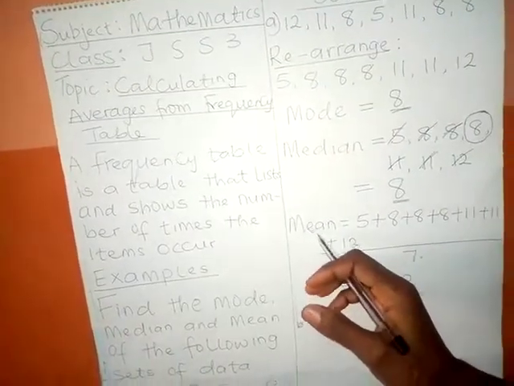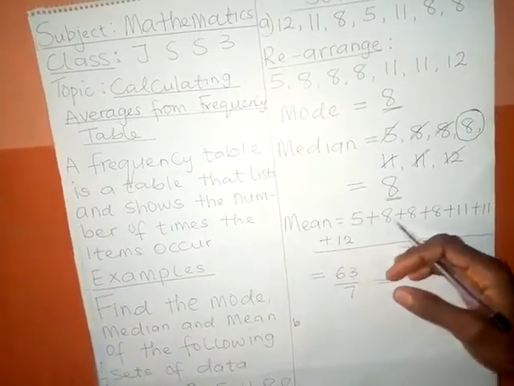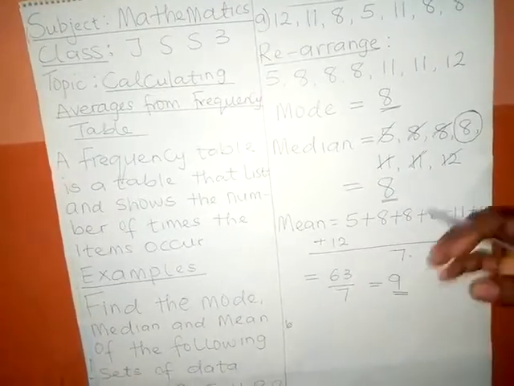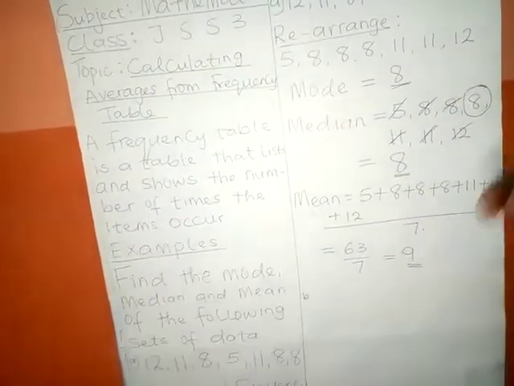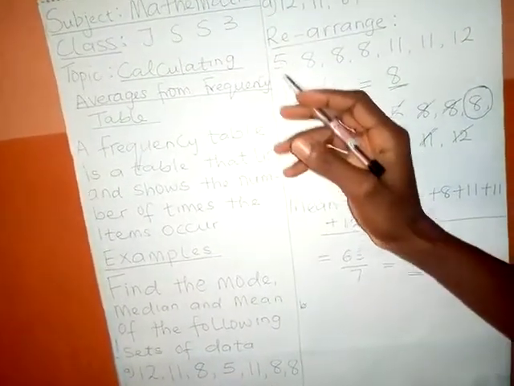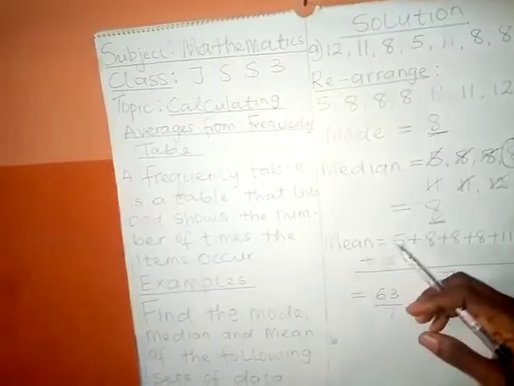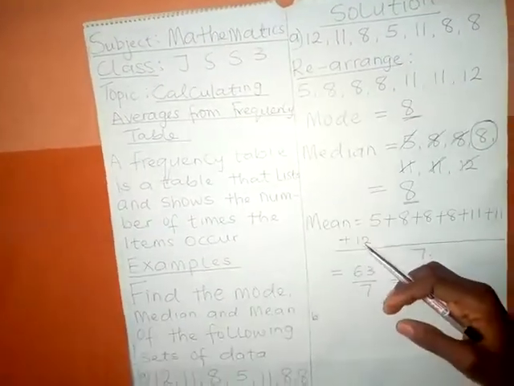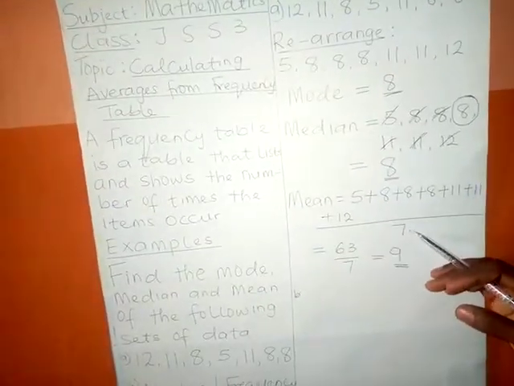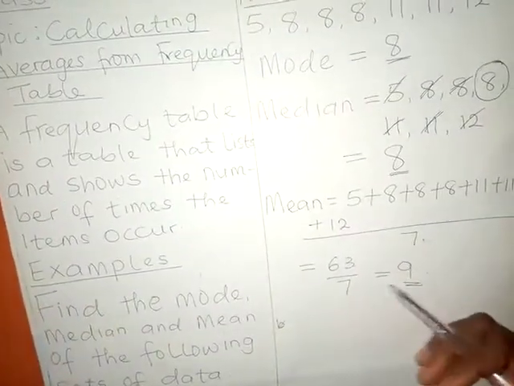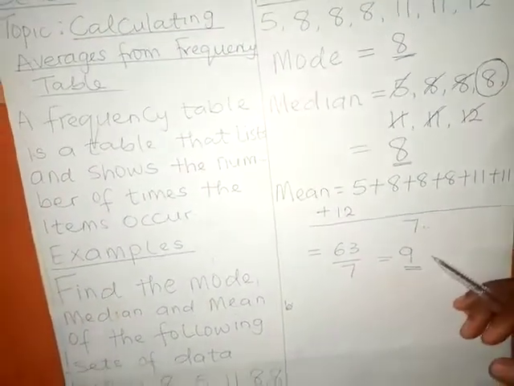Now, our mean. The mean is you sum up all the data that are given and you divide them by the number of the data that are given. How many are the data given? 1, 2, 3, 4, 5, 6, 7. So when you sum all the numbers together, we now divide by 7. So the sum of this will give us 63 divided by 7, which is 9. That is our mean.